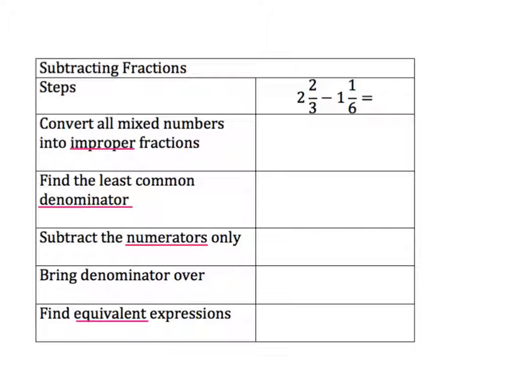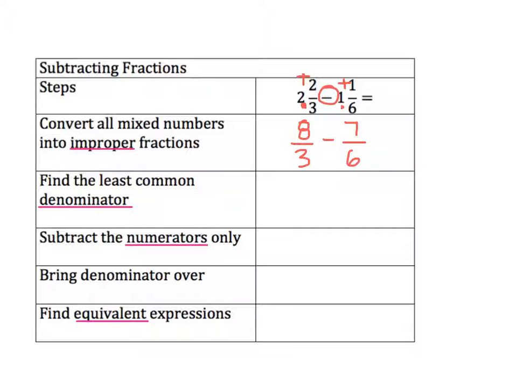So to convert mixed numbers into improper fractions, remember I'm going to multiply the whole number in front by the number of pieces. That's our denominator. So 2 times 3 is 6. Then I'm going to add those 6 pieces to the 2 that we have from our fraction part. So 6 plus 2 is 8. So I have 8/3. 1 times 6 is 6. 6 plus 1 is 7. So I have 7/6. And I am subtracting.